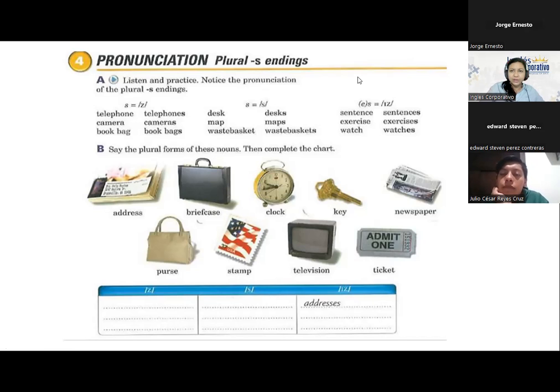I will write here, you can copy in your notebook. For example, we had book and I add the S, books. Or we can add ES. For example, watch, watches. I add ES. Or dish, plato, dish, dishes. I add ES. But in others, I just add the S. Pencil, pencils. Bottle, bottles.